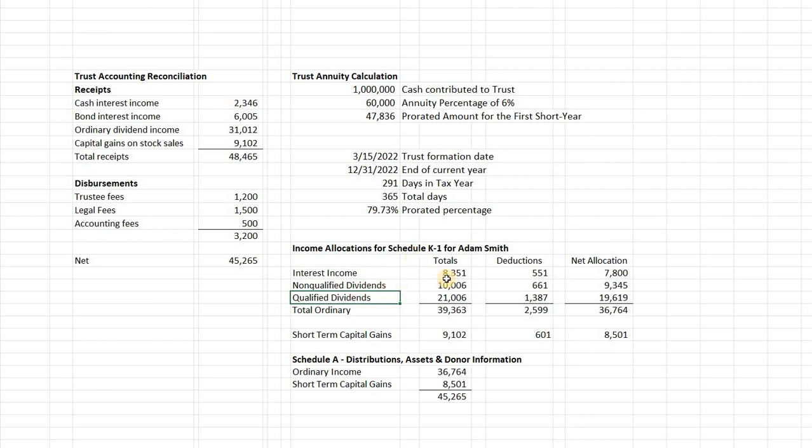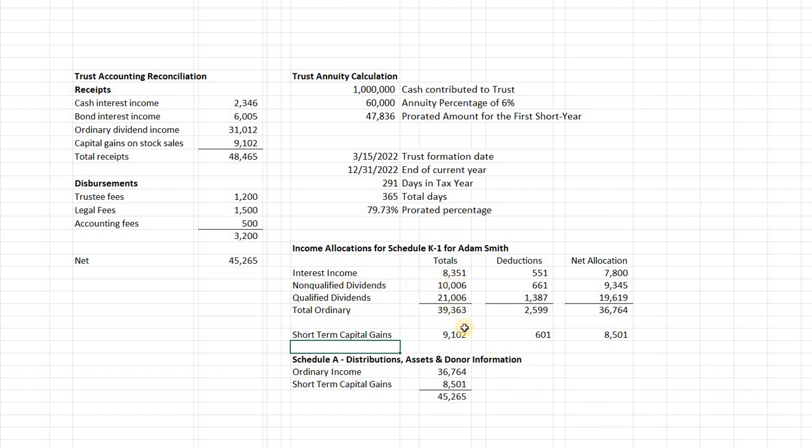So if, for example, the distribution to the beneficiary wasn't the $47,000, it was only $5,000. Well, maybe a better example would be, let's say $20,000, right? If it was $20,000, it would come out of interest and non-qualified dividends first, and then you would only start to dip into the qualified dividend number. So you wouldn't even get to short-term capital gains or principal. All right, so think of it kind of like a top-down approach.